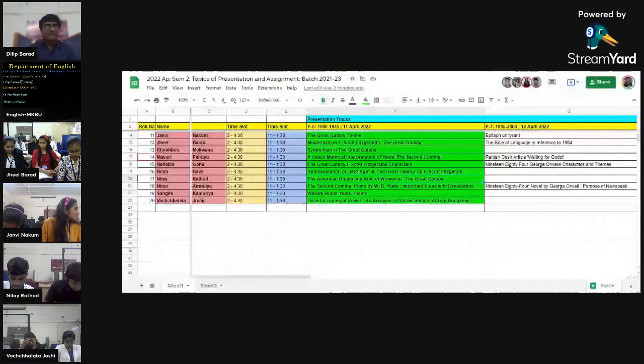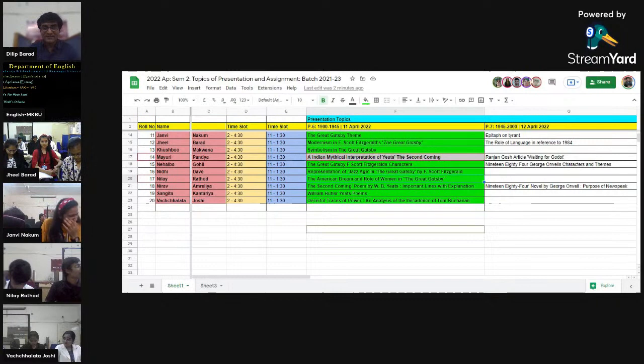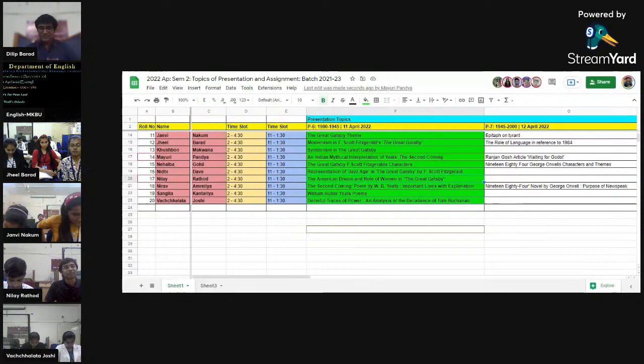Nehalba on Great Gatsby's characters. Nidhi on representation of the jazz age in The Great Gatsby. So there are so many from The Great Gatsby. So it seems that you are more impressed or attracted towards this novel by Fitzgerald. Nilay on The American Dream and the role of women in Great Gatsby. Nirav is reading on The Second Coming poem by W.B. Yeats, important lines with explanation.